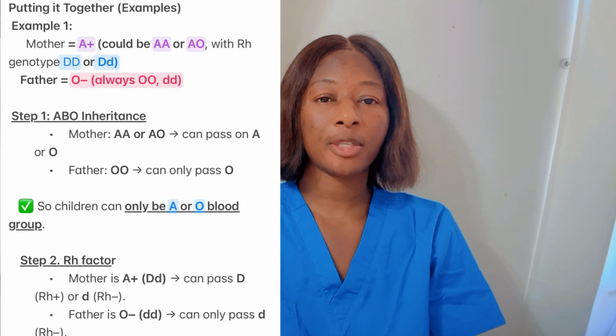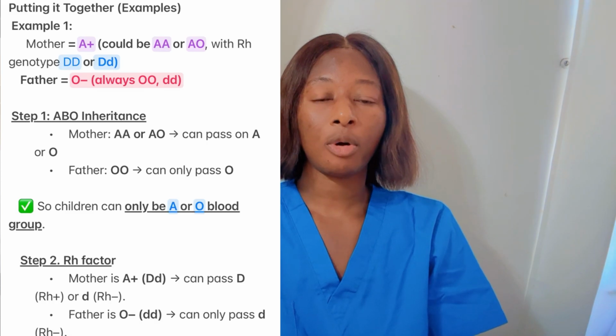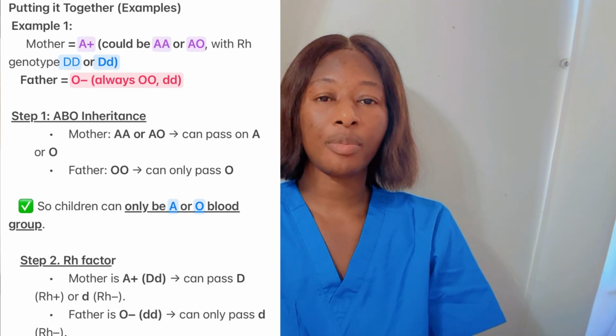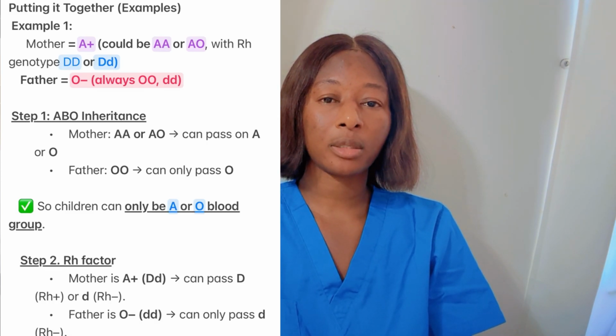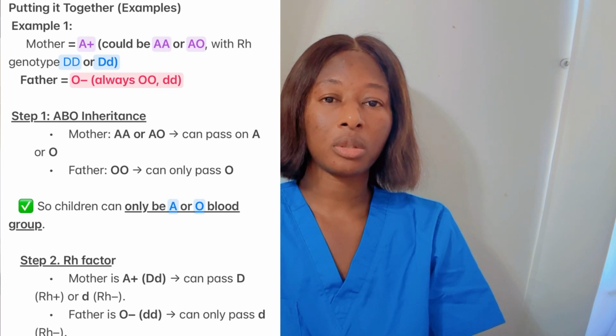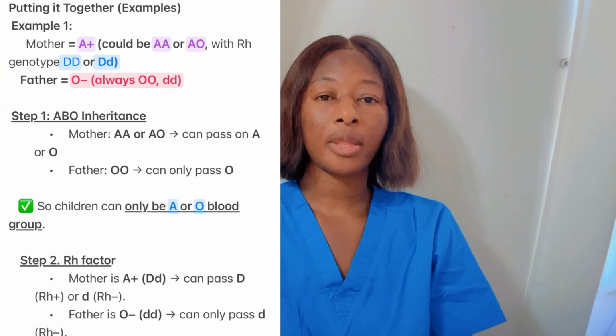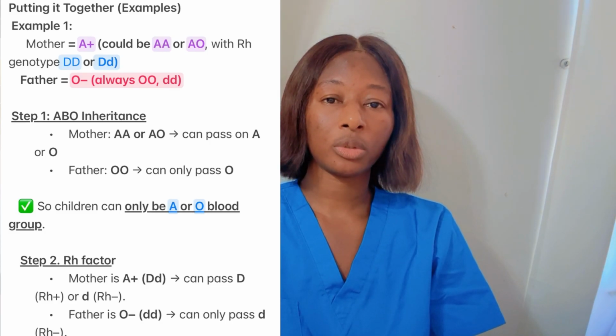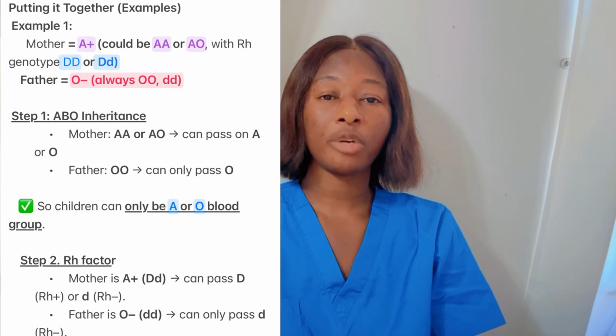For example, if we have a mother who is blood group A positive and a father who is blood group O negative, because the mother is blood group A according to the ABO system or inheritance pattern, the mother can only pass either A or O gene to her children, while the father can only pass O to the children. So children from this family can either be blood group A or blood group O.